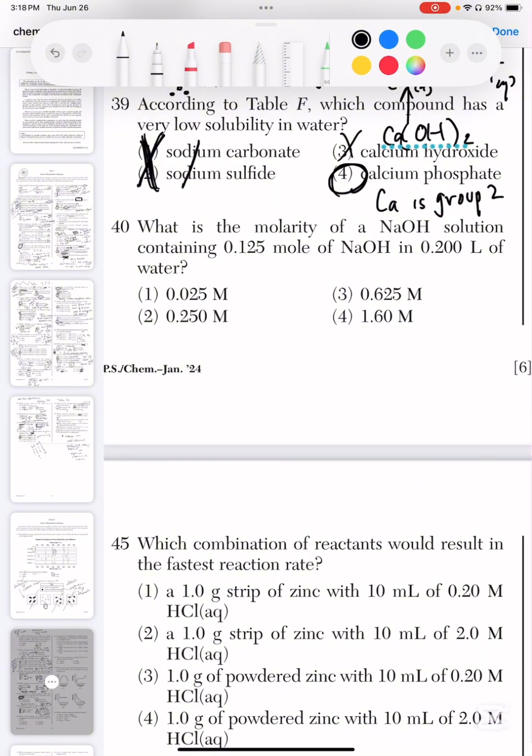What is the molarity of a... okay, molarity equals moles over liter. So 0.125 mole over 0.200 liters. Type that into your calculator. I'll let you go in a second, please. Just be quiet. It's this one.